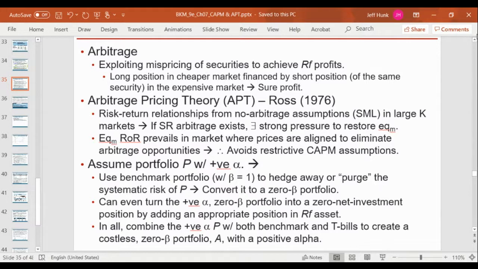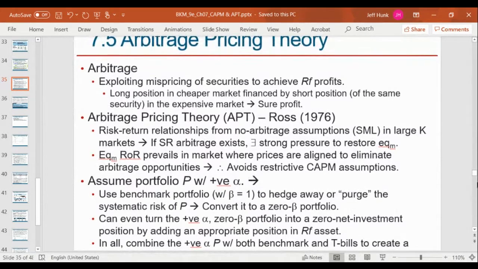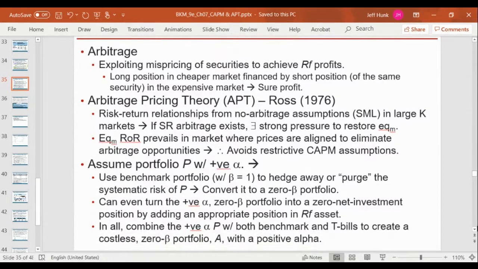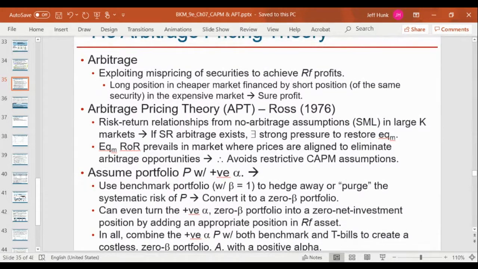Anyway, so what does arbitrage mean? Arbitrage is an opportunity to make money risk free, right, without using your own net investment, without any net investment. So basically, arbitrage is an act of exploiting mispricing of securities to achieve risk-free profits.